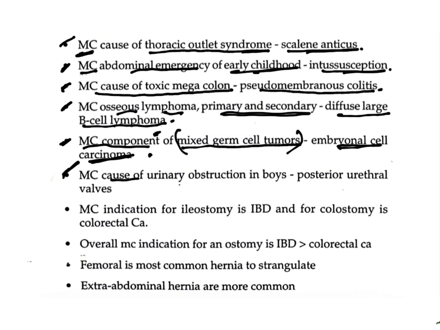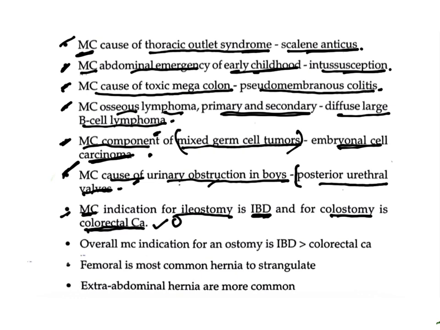Now, the most common cause of urinary obstruction in boys is the posterior urethral valves. Now, the most common indication for ileostomy is IBD, inflammatory bowel disease, and for colostomy is colorectal carcinoma.